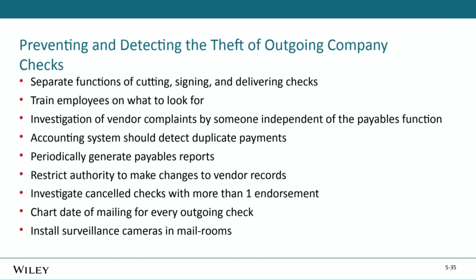And then install surveillance cameras in your mail rooms. And if you can't afford the surveillance cameras, of course, those are becoming quite inexpensive. Just put big glass windows. So at any time, the folks in the mailroom know that somebody could be walking by watching what they're doing.